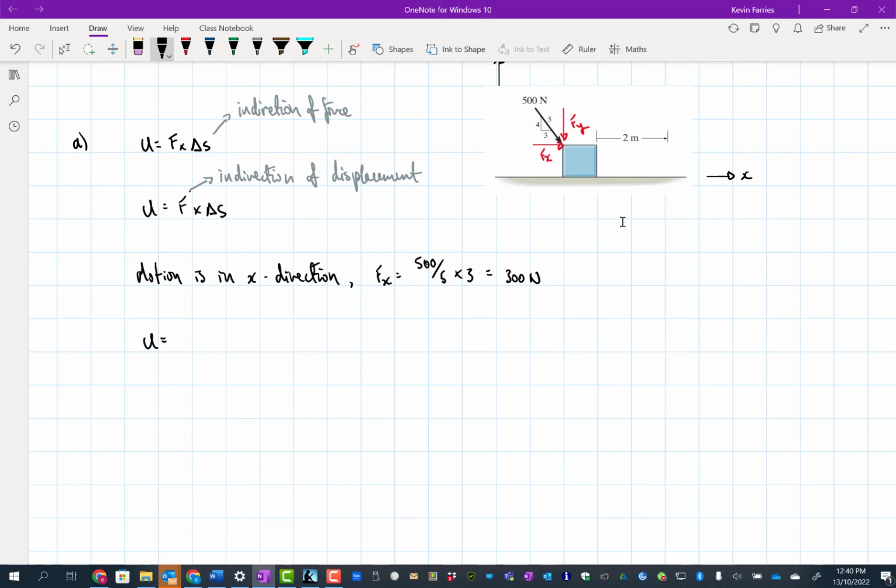And therefore, the work done by the force is going to be 300. Let's just write it out. The force in the x direction times the change in the x position, delta x, which is just going to be 300 times 2 meters, which is 600 joules.